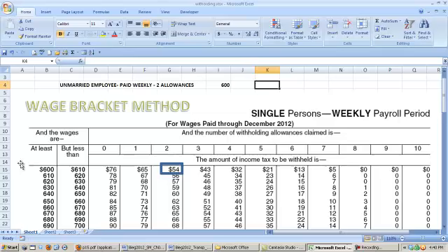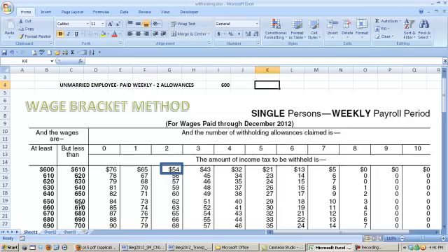Okay, so we look over here to the left. How much was he paid? He was paid $600. What if he was paid $602, $603? Well, you find the amount that he was paid over here. It says at least, but less than. So $600 falls in between the 600 and the 610. If it was 602 or 603, it would also fall in here. Let's say he was paid $675. Well, we'd come down to this line.